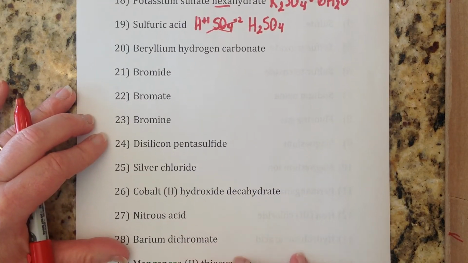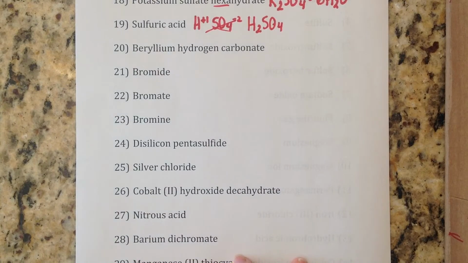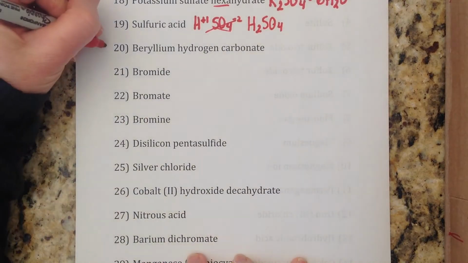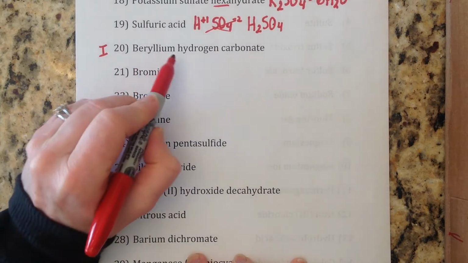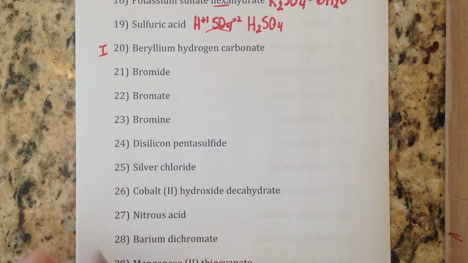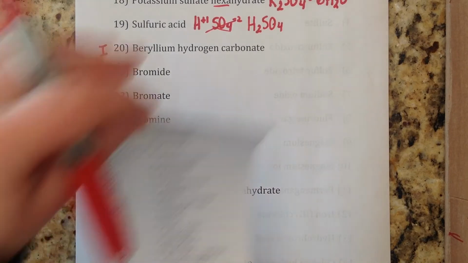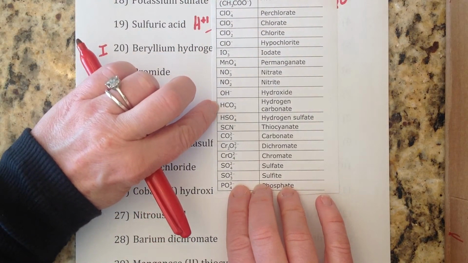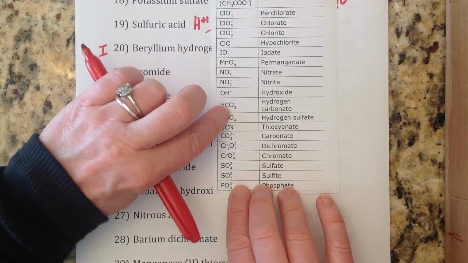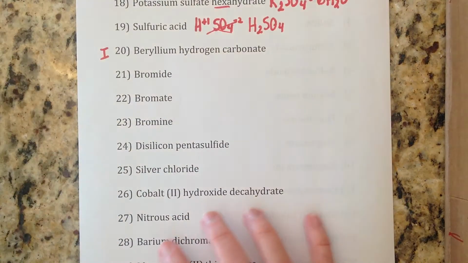Number 20, beryllium hydrogen carbonate. That is ionic. I know it's ionic because I see a metal, and then hydrogen carbonate is actually a polyatomic ion. That one is often confusing for students because they see 2 words, and most of our polyatomic ions are just 1 word. But if you look right here, hydrogen carbonate is HCO3 minus 1.